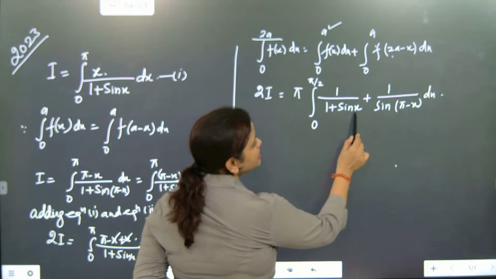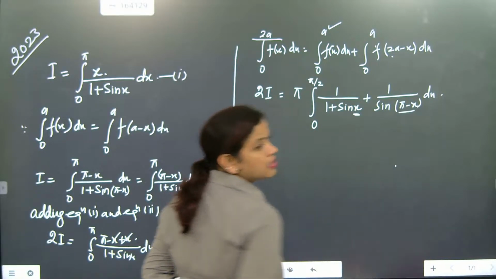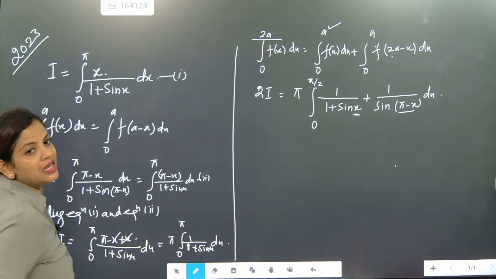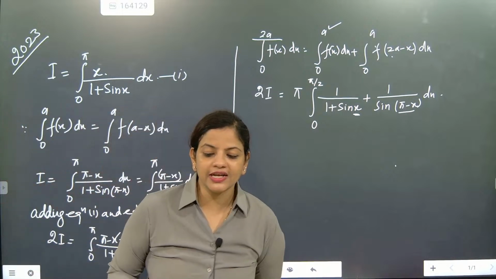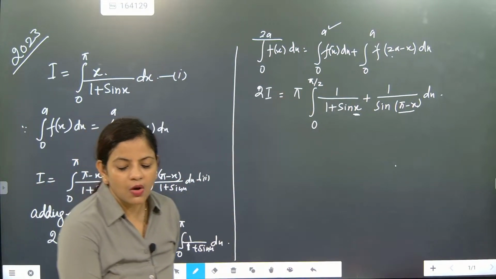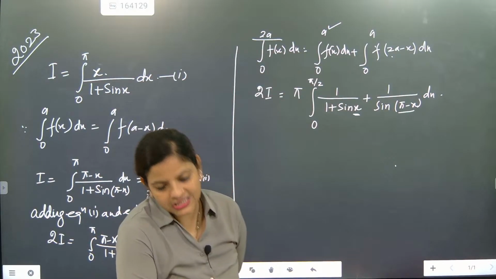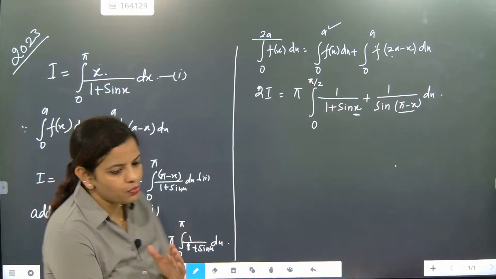So here, instead of x, what we have to put? Pi minus x, because our upper limit was not 2a. Our upper limit was pi. So instead of writing 2a, yes. Now how does it become pi by 2? Yes, it is by the property, beta. That is what I told Rupa.